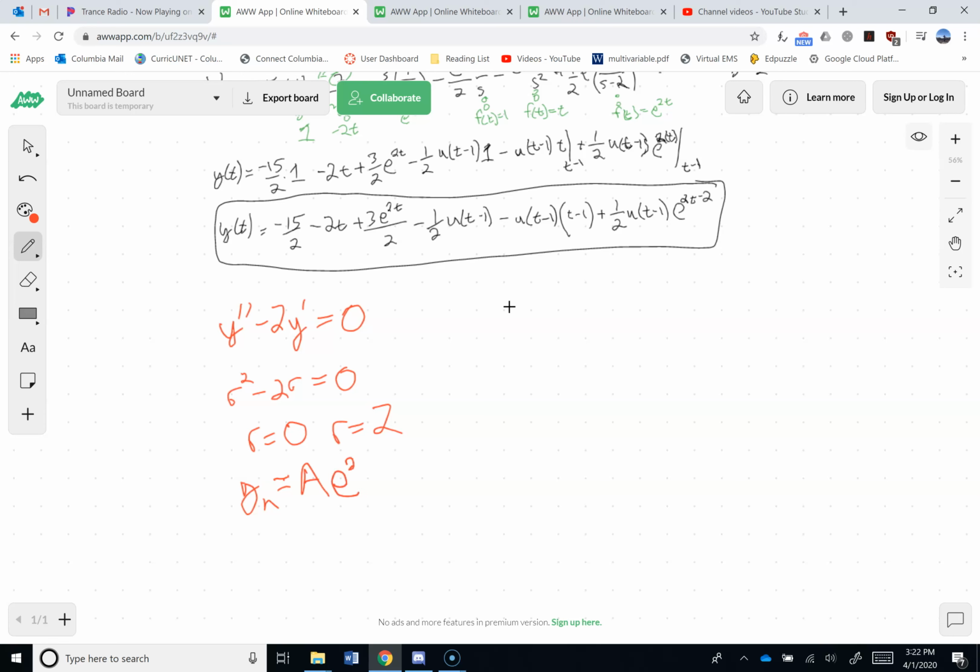Okay, so my homogeneous solutions should look like a e to the 2t plus b e to the 0t, right? So e to the 0t is just 1. So that second term is just a constant anyway. So here's your homogeneous solution. So A is 3 halves, and B is -15 halves.